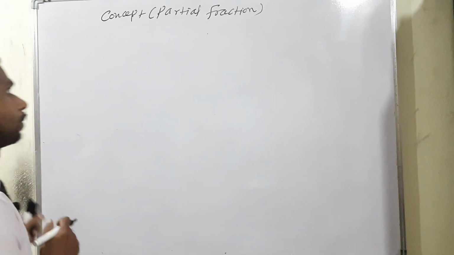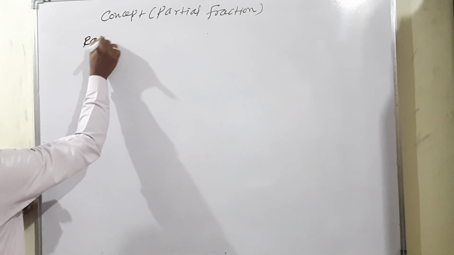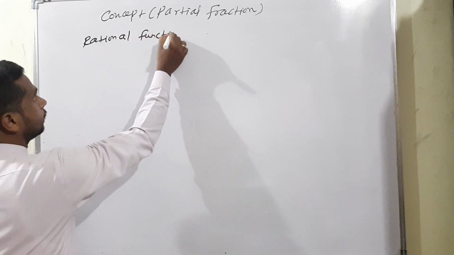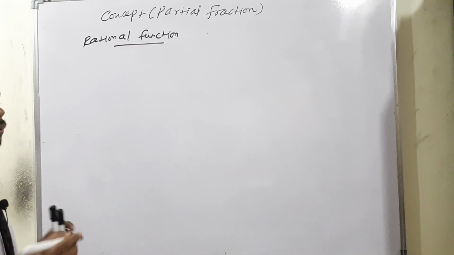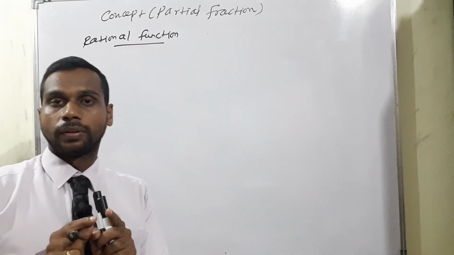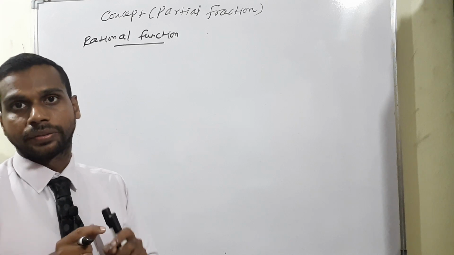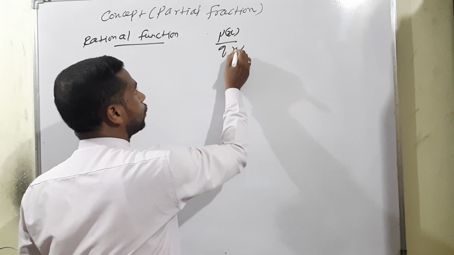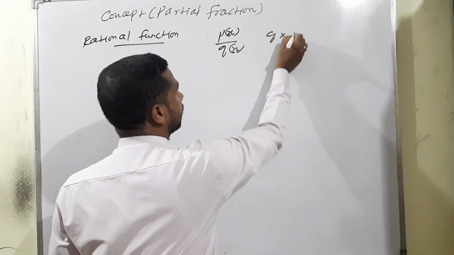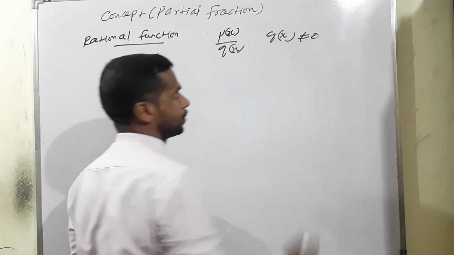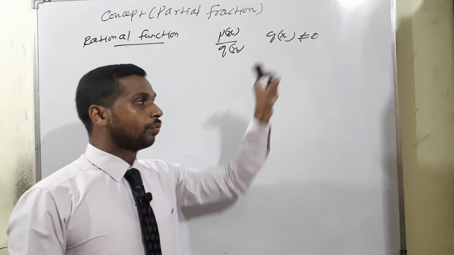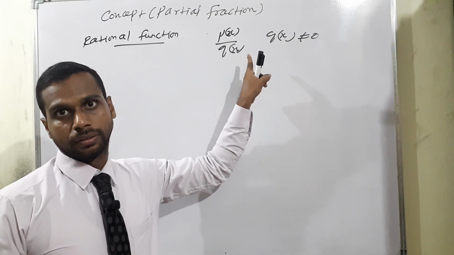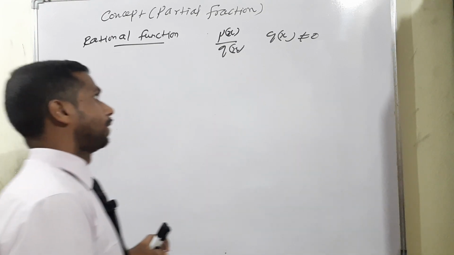The rational function, what is the meaning? Rational function, already you know, when two polynomial functions are in a ratio, that is called a rational function, isn't it? What is the meaning? P of x divided by q of x. The main condition is always q of x is not equal to 0. Why are we considering q of x is not equal to 0? Suppose q of x is equal to 0, it is not a function, not defined. Okay, this is the case.